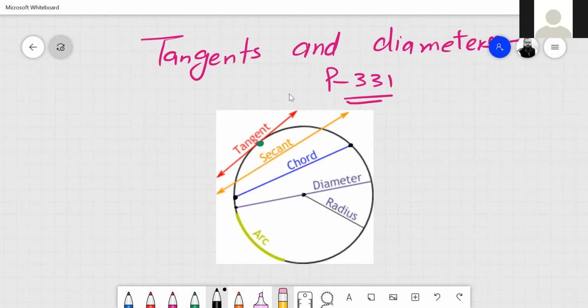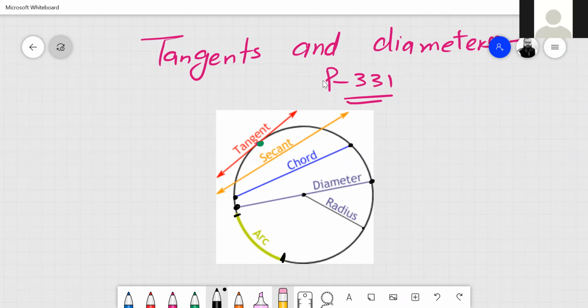And the line which touches both circumference points opposite to each other and crosses over the center is called the diameter. And from the center to the circumference, this line is called the radius. And any part of the circle, from here to here, is called an arc. It is called an arc.